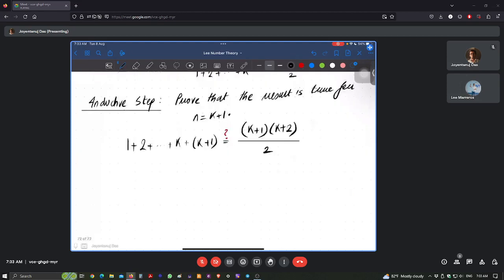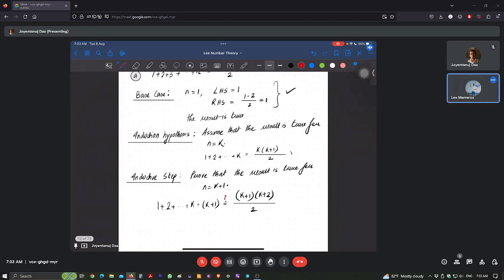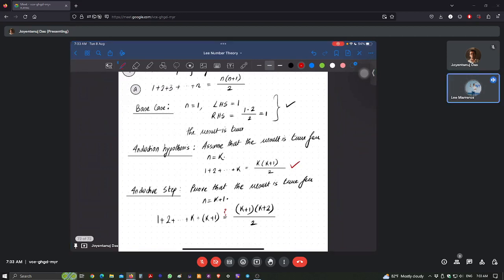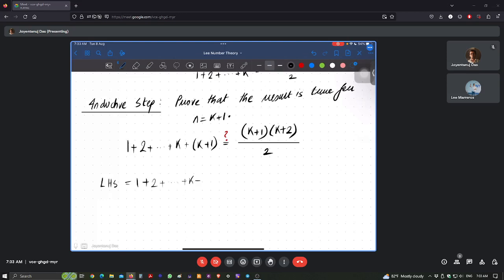So how to do it? Any idea how to prove it? We know that this one is true. So using that, can we show the next one? Maybe we can just replace 1 plus 2 plus up to k. Yes. So what we will do is we start with the LHS. We know the sum up to k, that is k into k plus 1 by 2, and k plus 1.